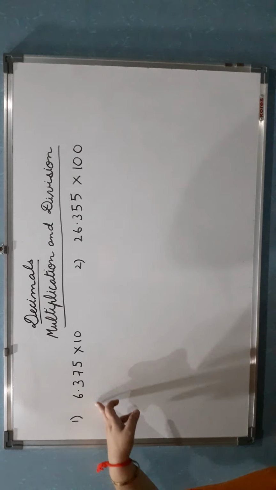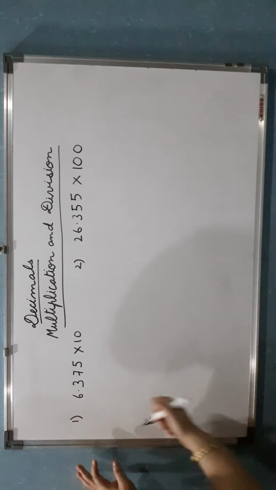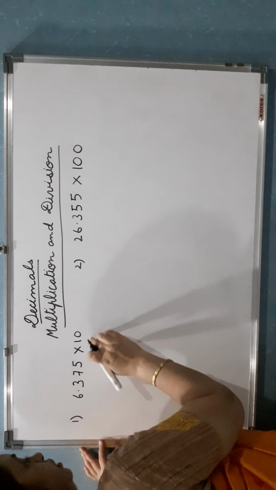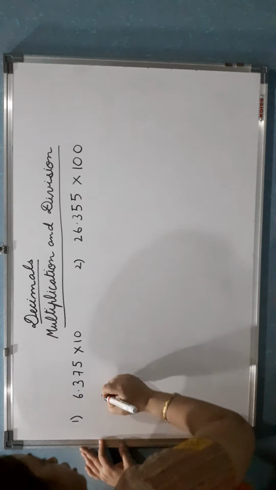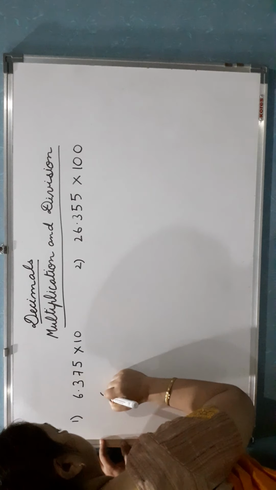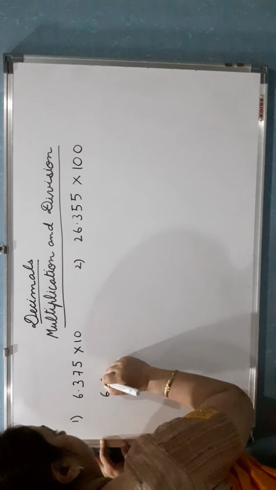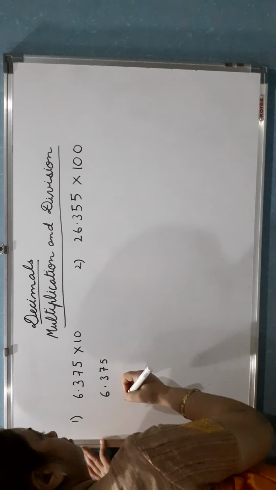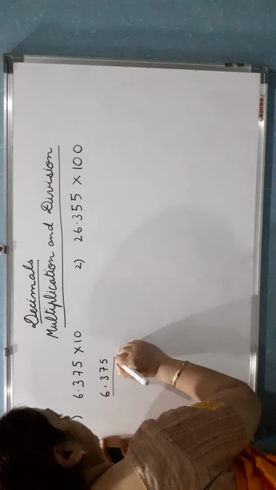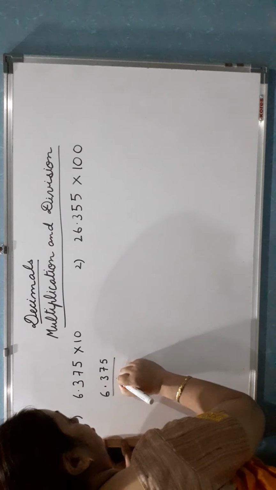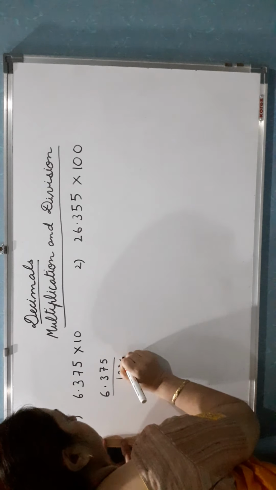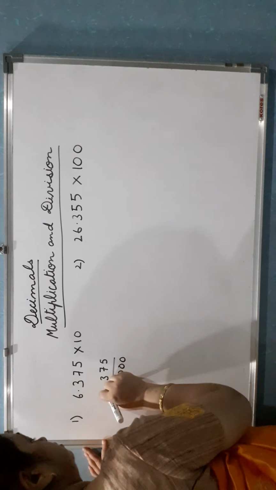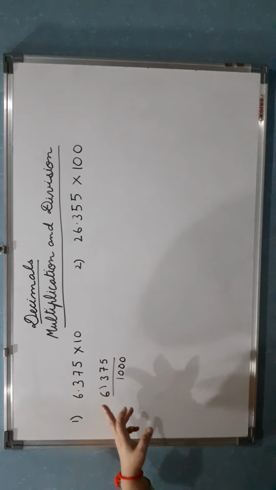So look here, the first question: 6.375 into 10. So how will you write it? 6.375. Okay, then divide by, if you put here 1000, then this point will go off. Okay, this point will be cancelled.